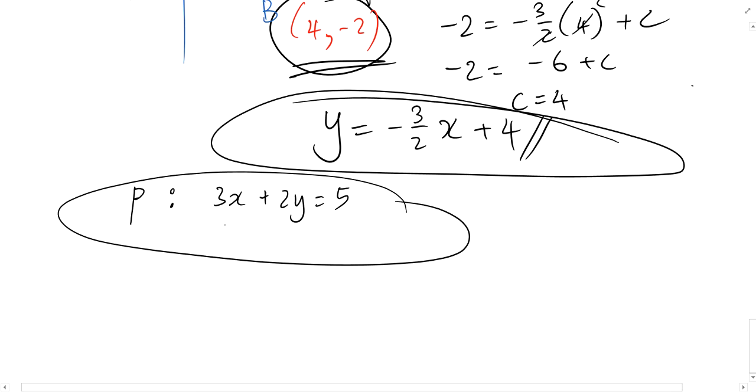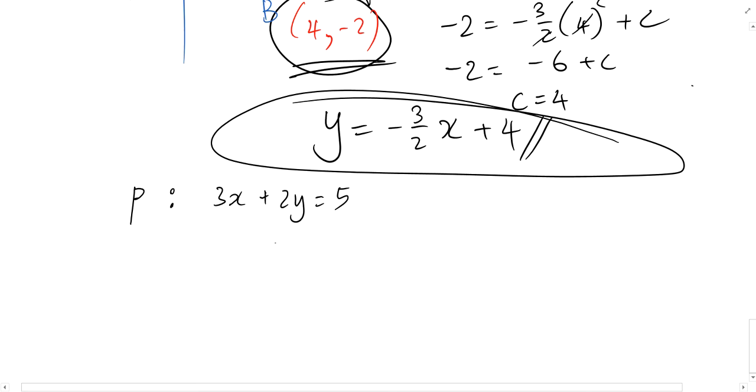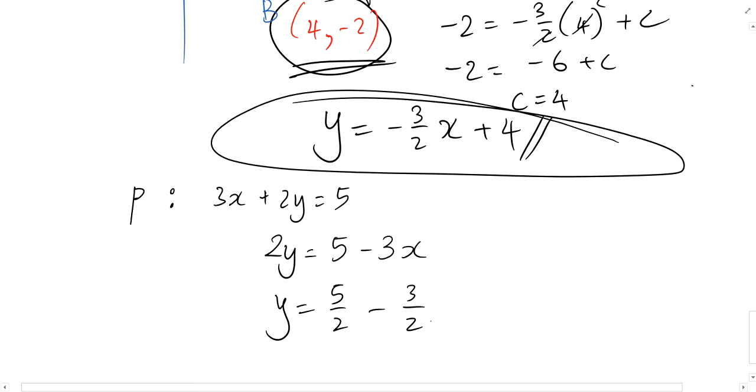This P, it's got 3x plus 2y equals 5. I don't know which one is the gradient. Make y the subject. Because as long as you can write y equals mx plus c, the coefficient of x will be our gradient. Let's make y the subject. 2y equals 5 minus 3x, right? y equals 5 over 2 minus 3 over 2 x.